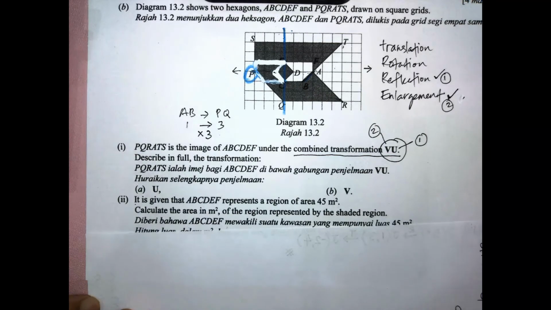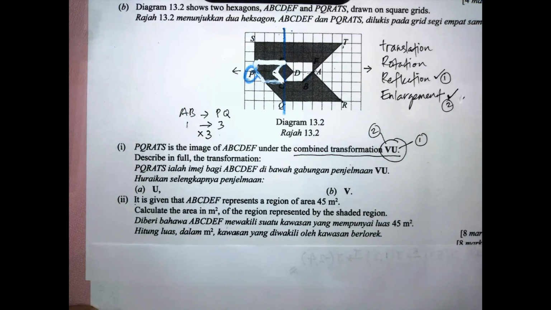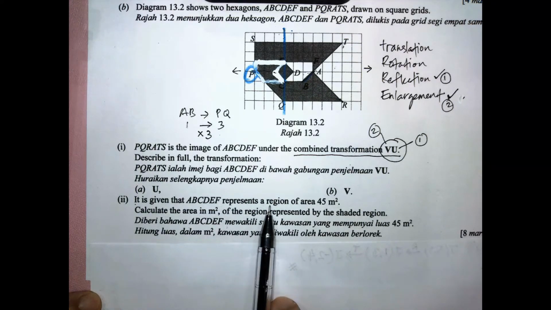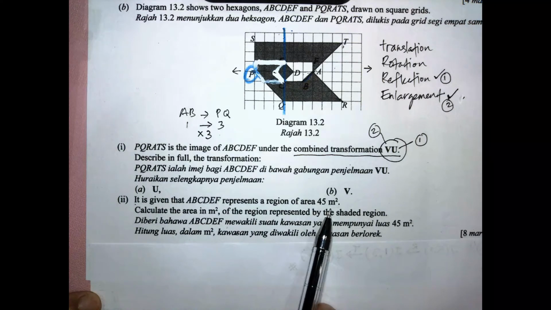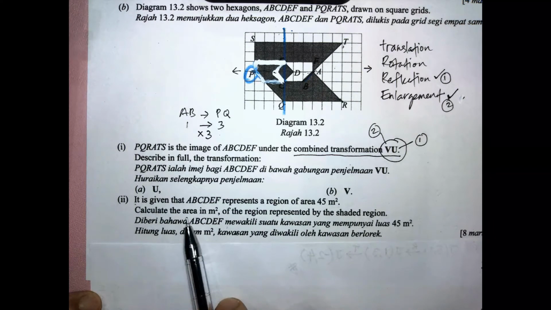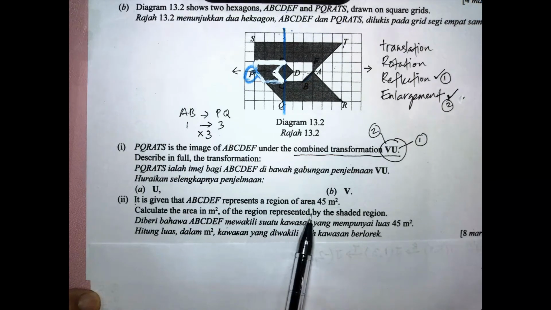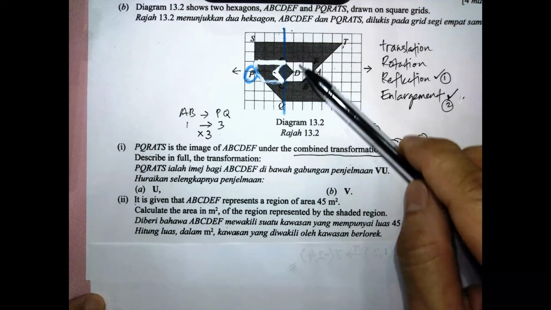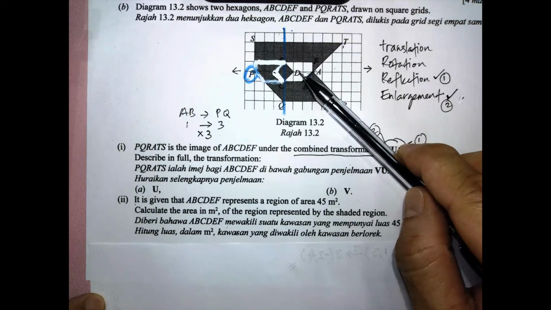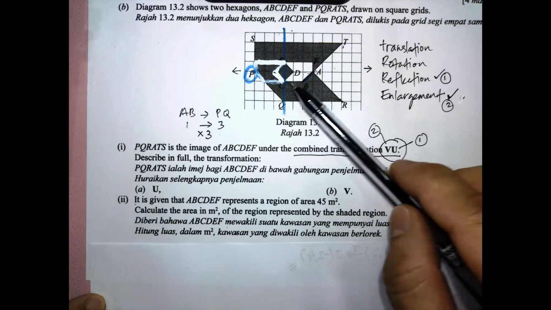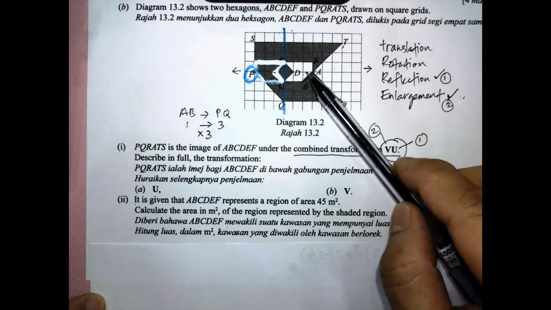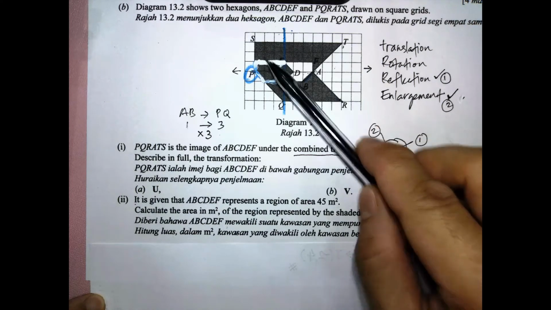Okay, now for question number B2, it is given that ABCDEF represents the region of the area of 45 cubic meter. Calculate the area of the region represented by the shaded region. So the shaded region is this one, excluding this white color. But they give you A, B, C, D, E, F, meaning this one. This one is 45. So we want to know what is the area for the shaded region.